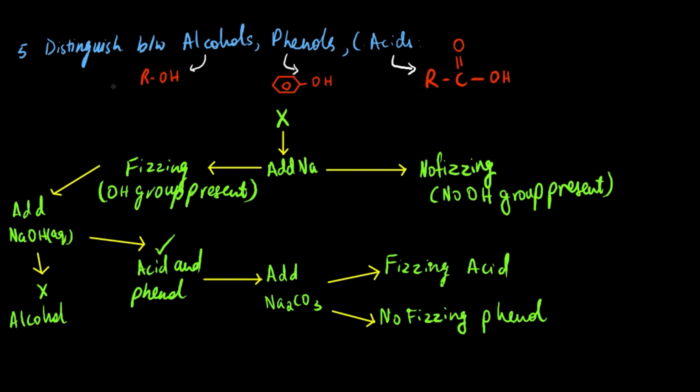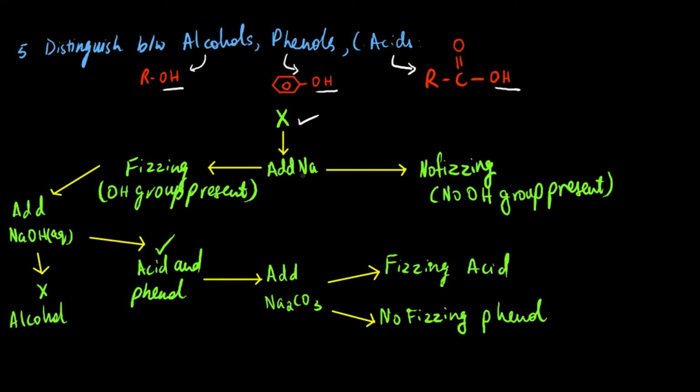Okay, now in front of you I have drawn a flow chart. The flow chart may be a bit confusing, but if you just study through it you will see some things. X is an unknown compound. It can be any organic compound. First of all, we have to tell whether it contains the OH group or not, because you can see that all three of these possibilities contain the OH group.